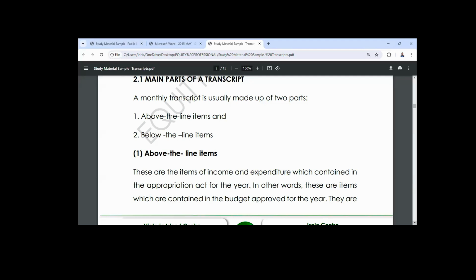Appropriation Act means budget. In government, we call the Appropriation Act the budget. So above the line item means items of income and expenditure that were stated in the approved budget. They are items of income and expenditure in which the exact amount is known at the time of budget preparation.